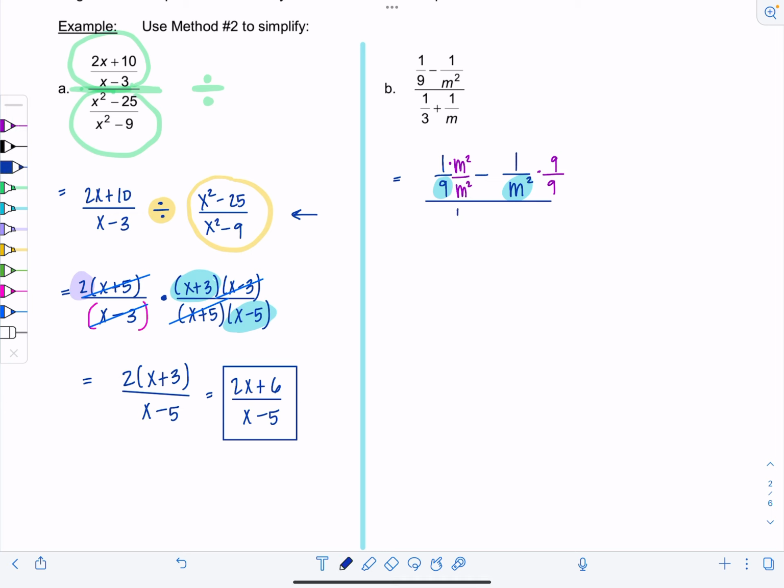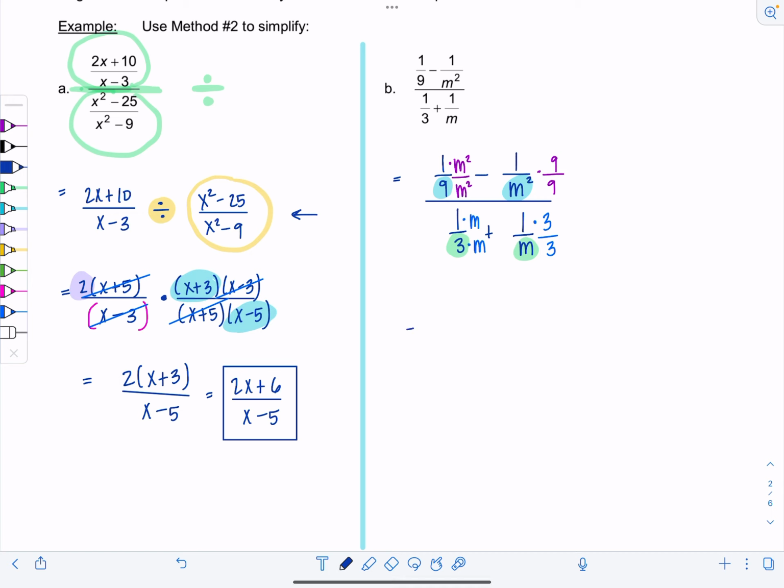Now let's look at the denominator. We have 1/3 plus 1 over m. What's the common denominator just for these two terms down here? It's 3m, right? So we'll multiply this first fraction by m over m and the second one by 3 over 3.